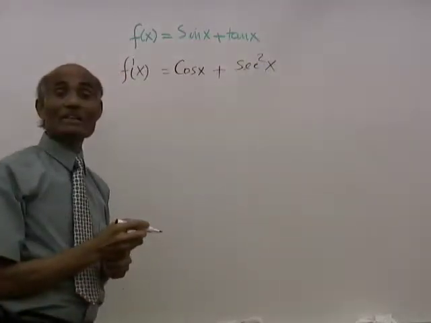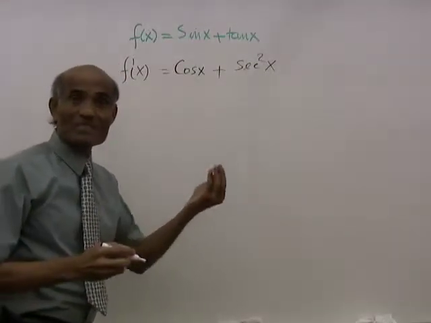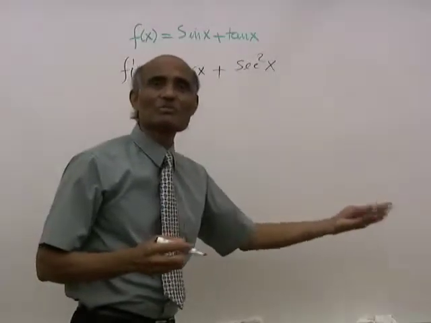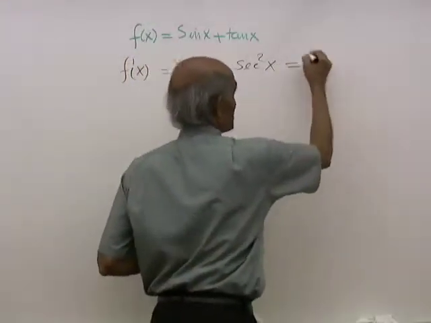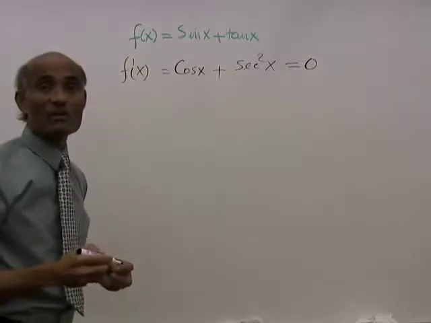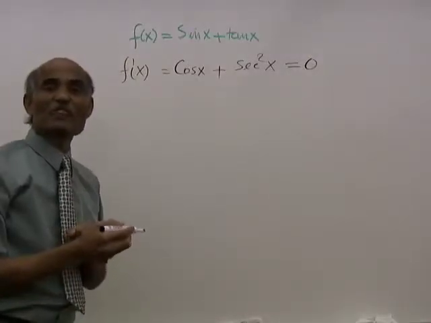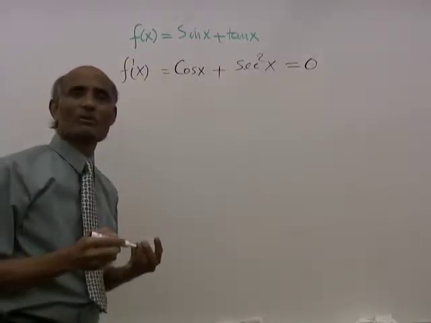Okay, to find the critical numbers, we set the derivative equal to 0. Can you help me solve that equation? Cos x plus secant squared x equal to 0.